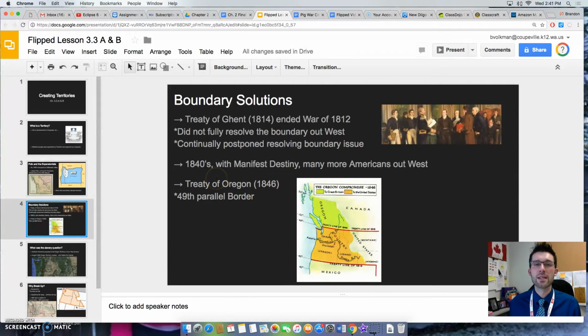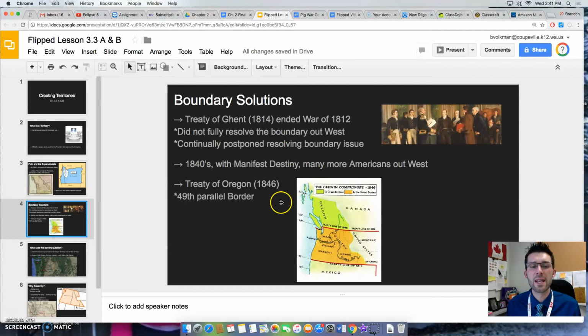Well, in the 1840s, the idea of manifest destiny was around, meaning that Americans wanted to spread their own culture and their beliefs throughout the country. So many more Americans were moving out west. And of course, this did cause problems between the British and the Americans, arguing over various things.